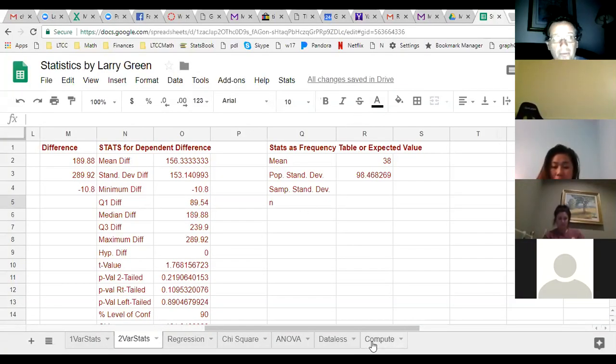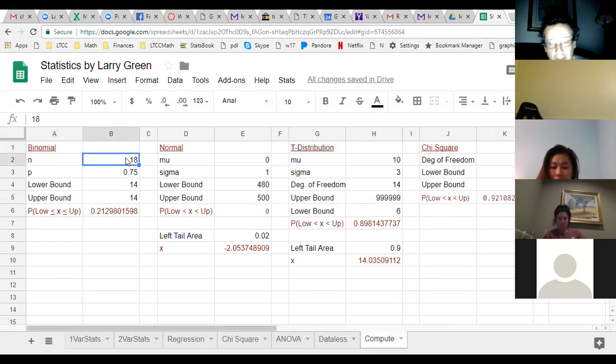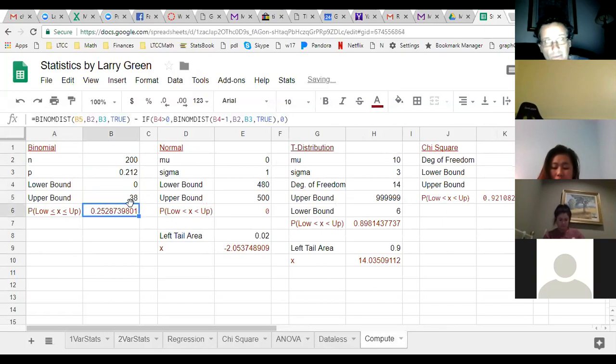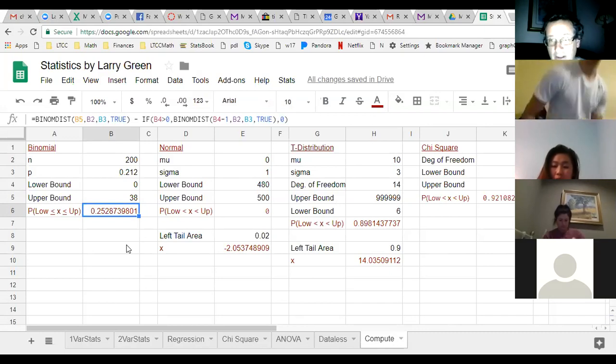I'm going to go to compute, binom, N was 200, P was 0.212. And the way I did the spreadsheet is lower bound here is 0, and the upper bound was 38, right? Okay, so in your calculator, you're going to go to the binom, and that is going to be second distribution. I think it might say DIST, it might say DISTR. I forgot how many letters they use. Do you see it on your calculator?